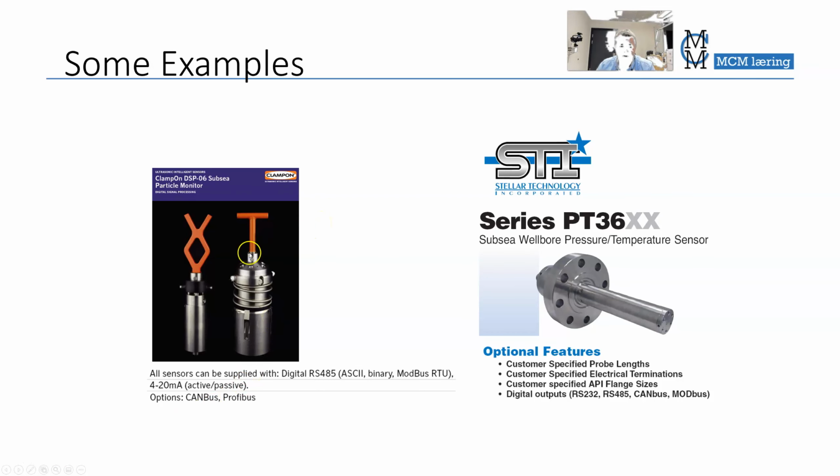Some examples. This is a Bergen-based company, Clampon, where you can communicate by, for example, RS485. This is directly from the datasheet. And here is a pressure and temperature sensor, which communicates by RS232 and RS485.